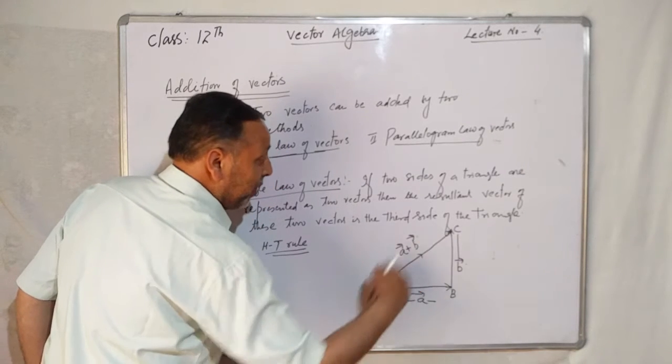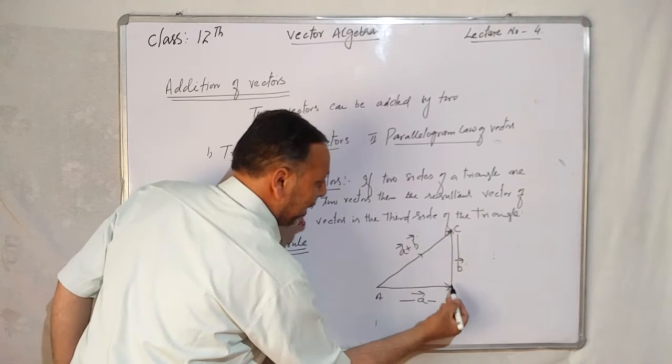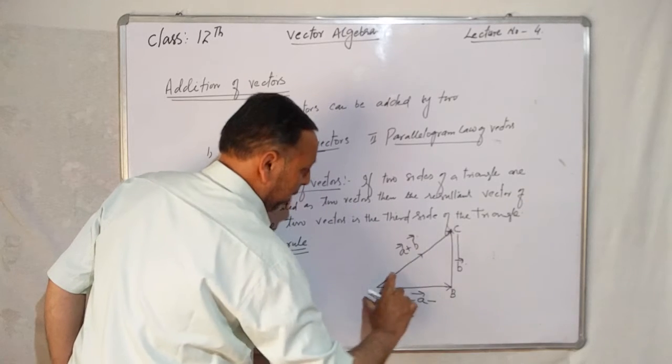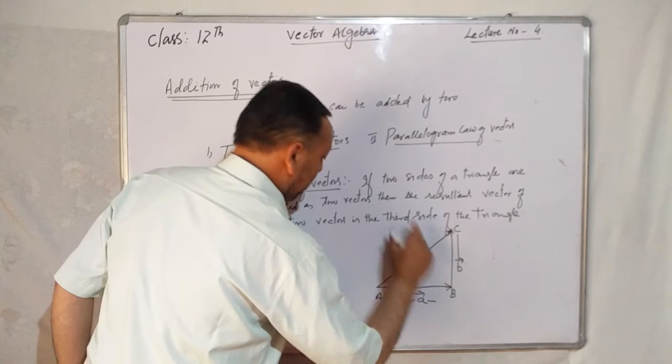Then the third vector is in the reverse direction. यहाँ इसकी डायरेक्शन यहाँ है, इसकी डायरेक्शन यहाँ है, तो इसकी डायरेक्शन यानी अपोजिट है. तो ये थर्ड साइड ऑफ द ट्रायंगल represents vector A plus vector B.